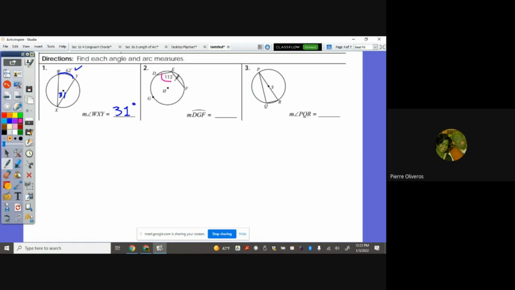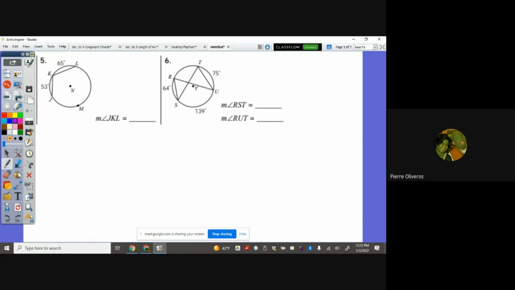Here we're given the inscribed angle, so we're looking for the intercepted arc. So we're going to double it, multiply it by 2. 113 times 2 will be 226. Here I have a diameter, so therefore this is 180. And the angle I'm looking for is PQR, this angle here, so that should be 90 degrees.